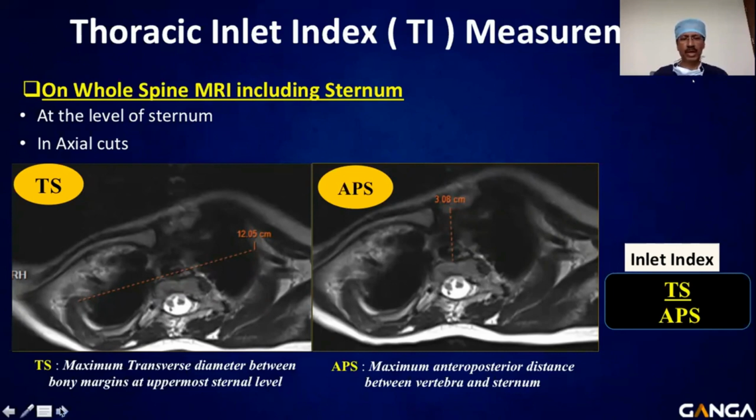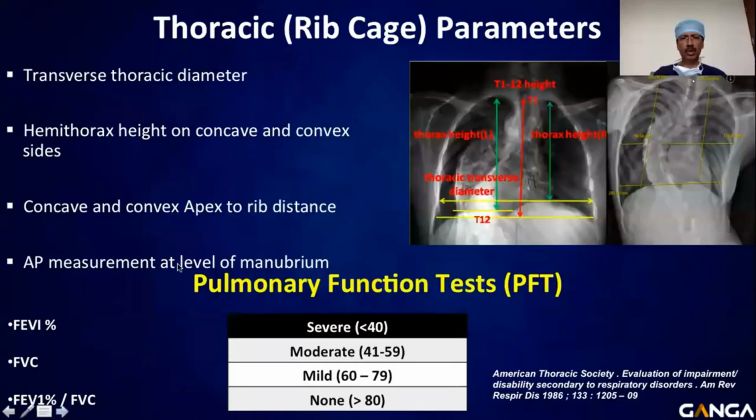So once this was calculated, it was correlated to many other rib cage parameters such as transverse thoracic diameter, hemithorax height on concave and convex sides, concave and convex apex to rib distance, and AP measurement at the level of the manubrium. Now, these are all the normal radiological parameters which are used in the calculation of the effect of the deformity on the pulmonary function.